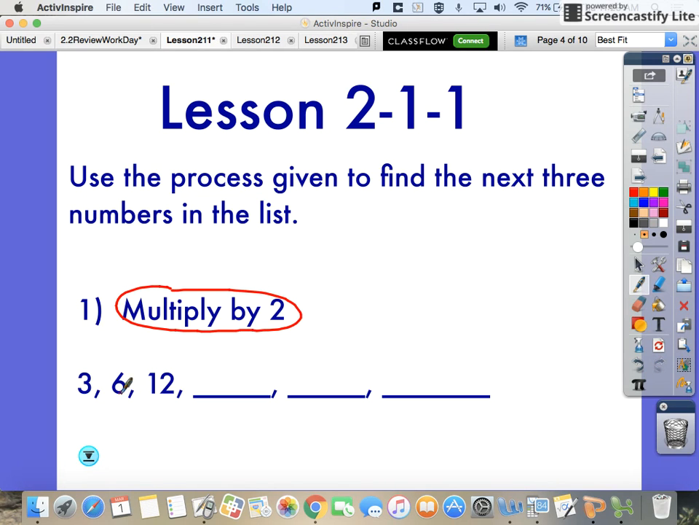3 times 2 is 6. 6 times 2 is 12. 12 times 2 is 24. 24 times 2 is 48. 48 times 2 is 96.